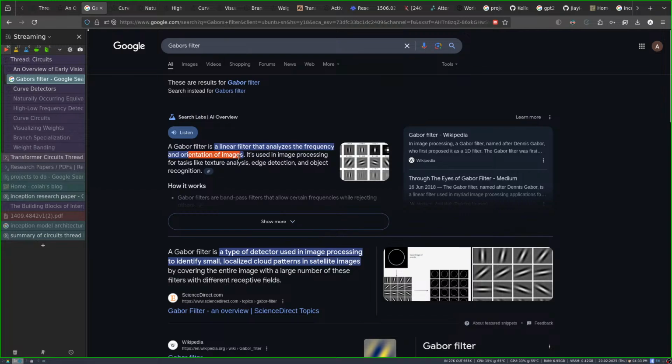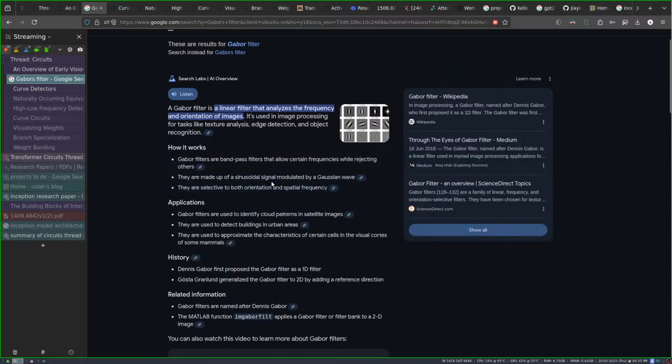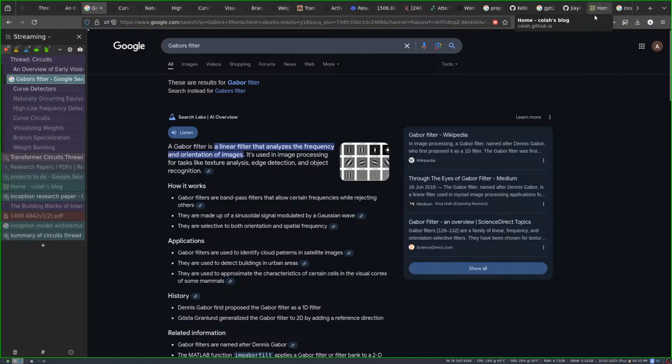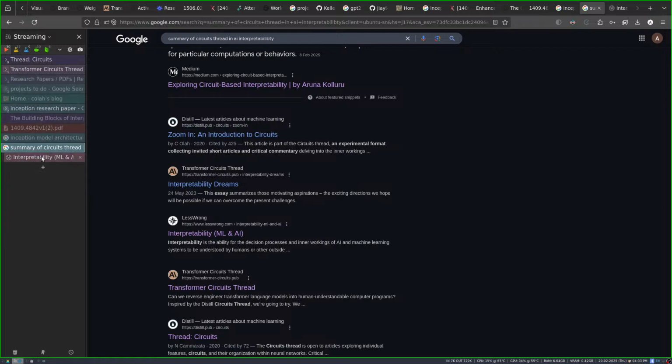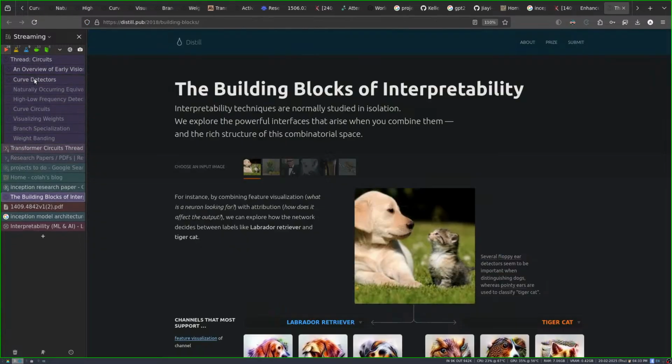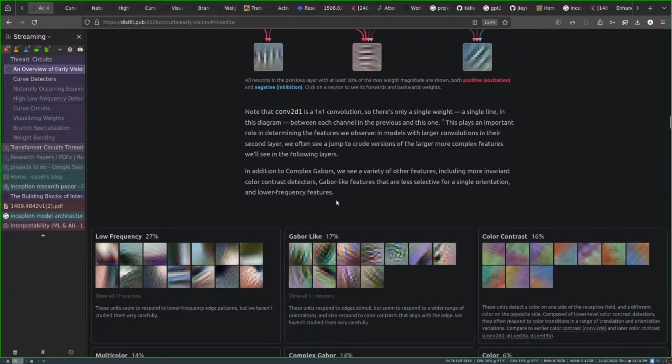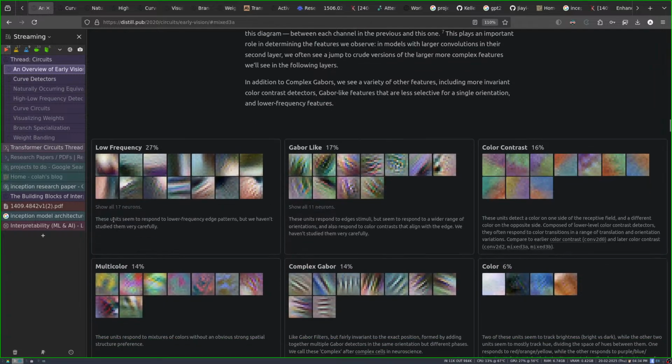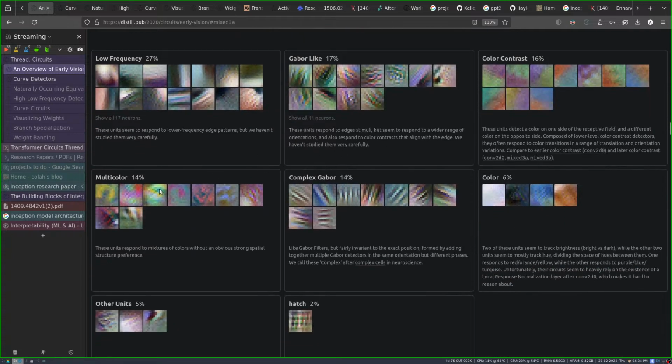They analyze the frequency and orientation of an image. Linear filter, using edge detection. Cool. Low frequency: these ones seem to respond to lower frequency edge patterns. In addition to complex Gabors, there's a variety of features including more invariant color contrast detectors, Gabor-like features, and more.